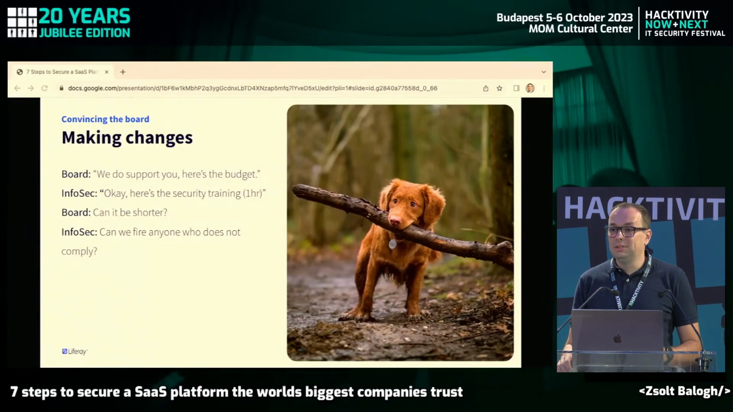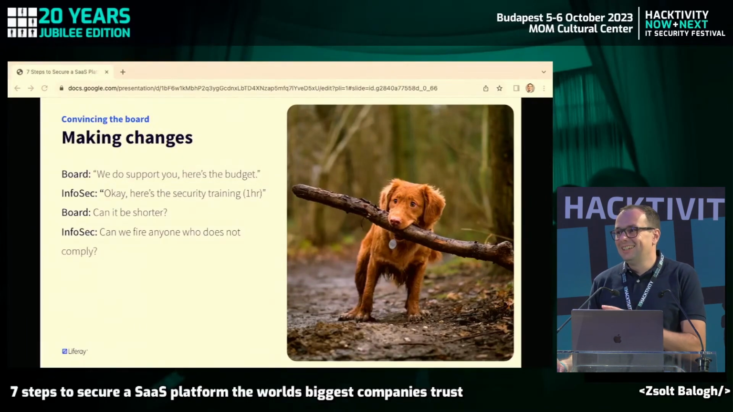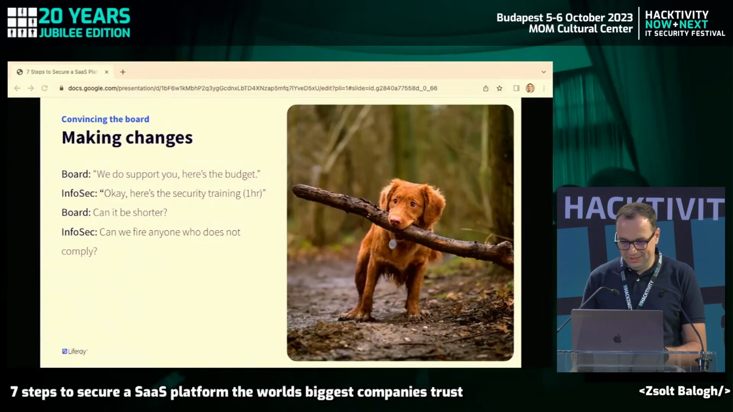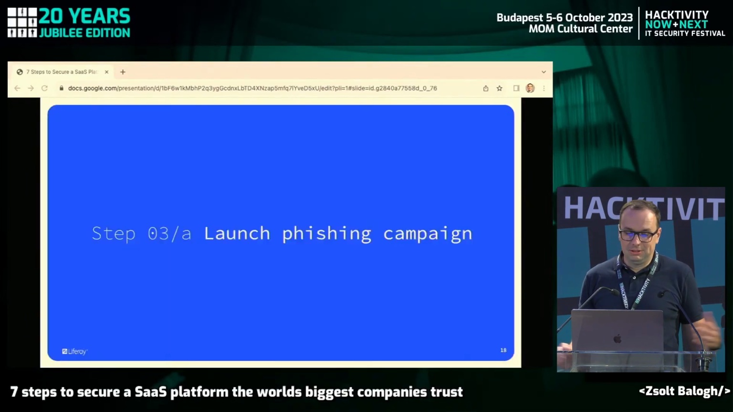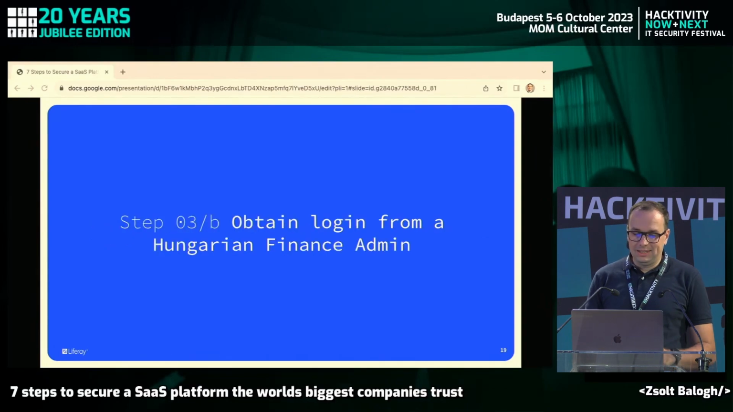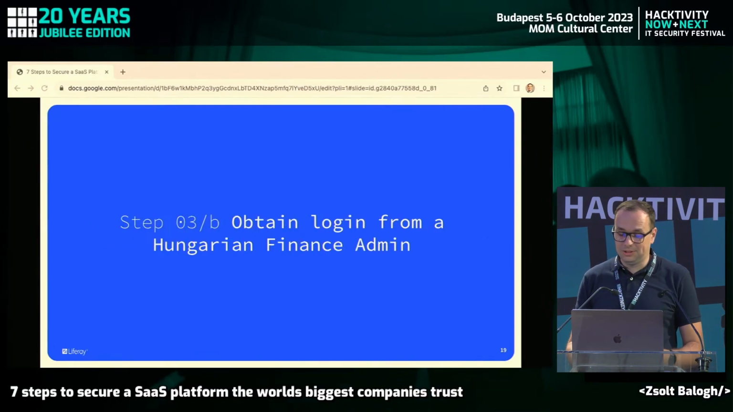So after that, we didn't know what to do because the sentiment from the board was that security is important, but we should solve it in a way that we don't affect everybody's life. So then what we did, we launched a phishing campaign. We obtained login from the Hungarian financial admin. Remember, I was the general manager for the Hungarian office by that time.